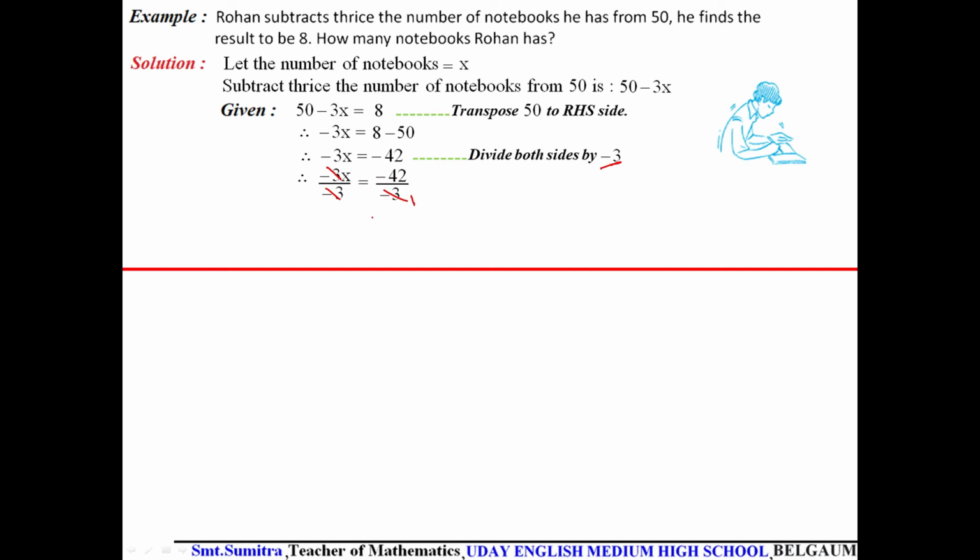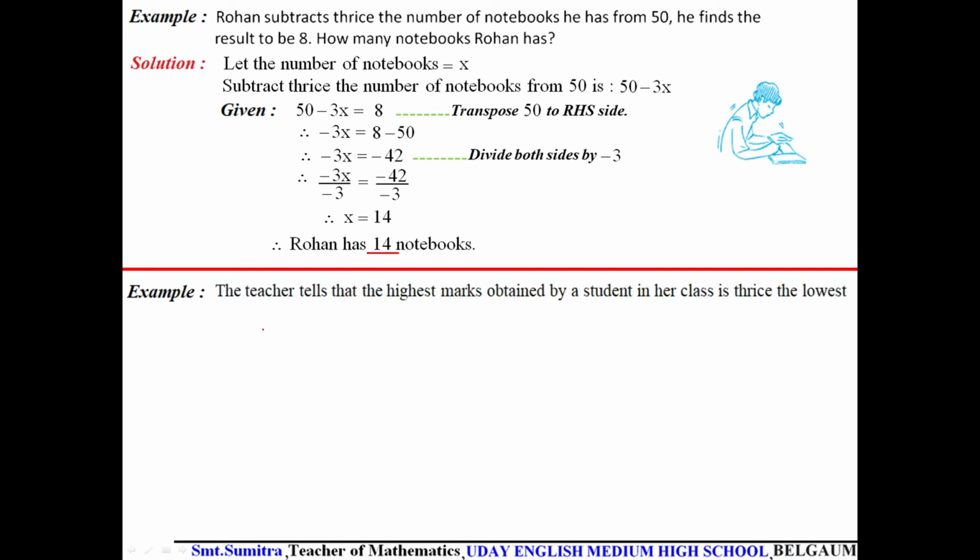3 ones are 3, 14s are 42. So x equal to plus 14. Here minus also we can cancel. It becomes plus. I repeat. X equal to 14. Rohan has 14 notebooks. Hope you understood. Let us write one more example.